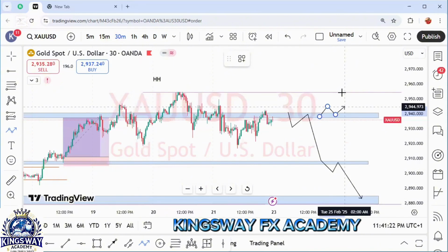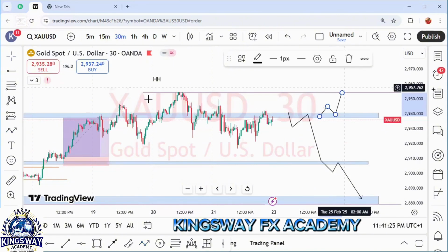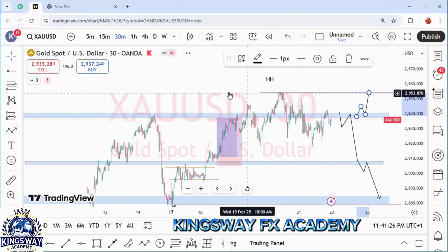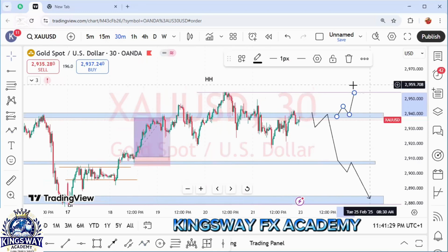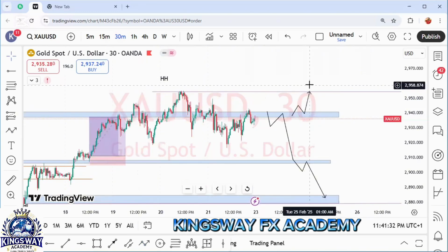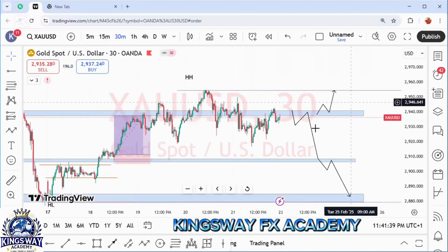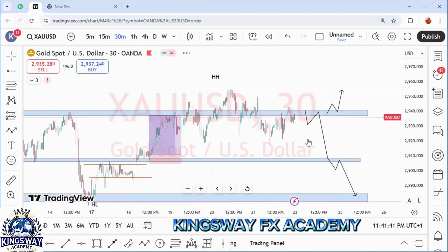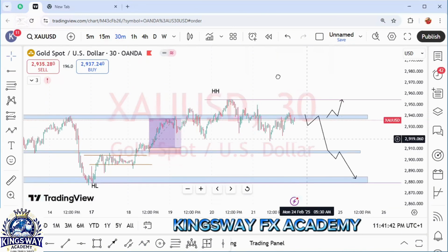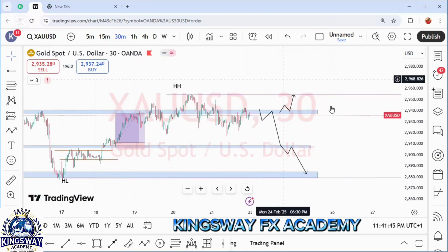Then for a long position, I'll be expecting the market to break above this zone and retest. But for the long position, I won't be expecting much because if we break above this level here, that means we'll be trading on a new price discovery. So we will have to trail our profits. So these are my scenarios for the gold trade, for a long position and a short position.